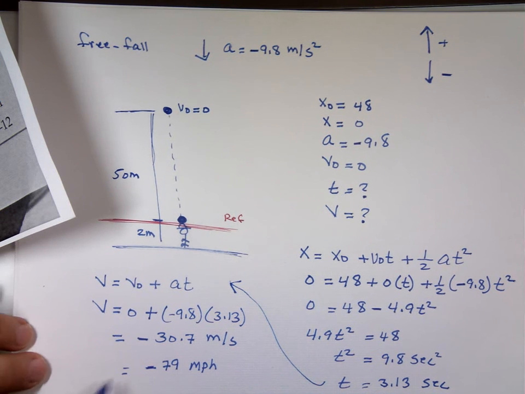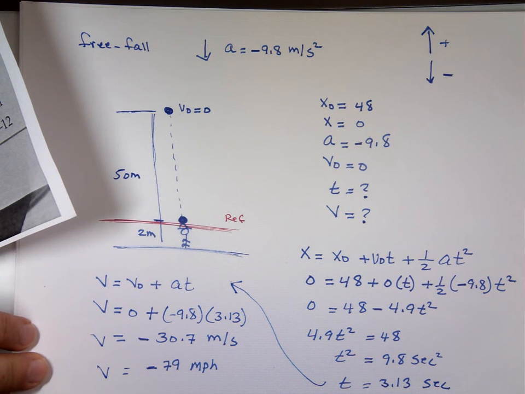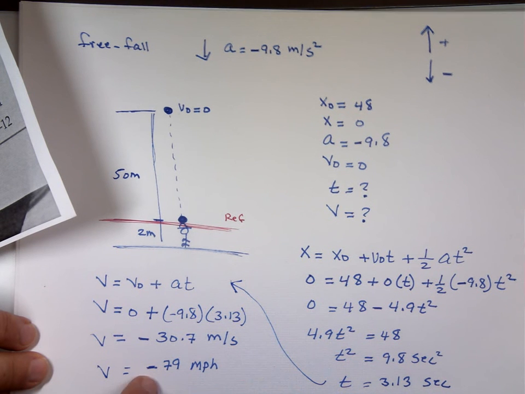Again, the negative indicates coming down. If the question is, what's the speed? What do you do? Take the absolute value of that number. Speed does not have a direction. The minus indicates it's coming down. If it says what's the speed, it's 30.7.